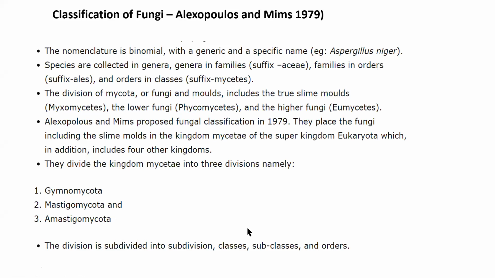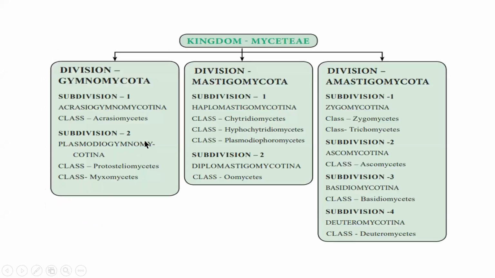For the outline, you don't have to go into subclasses and orders. We will just stop with the class. So this is the outline of Alexopoulos and Mims classification. You have division Gymnomycota, division Mastigomycota, division Amastigomycota. Under division Gymnomycota, you have two subdivisions.